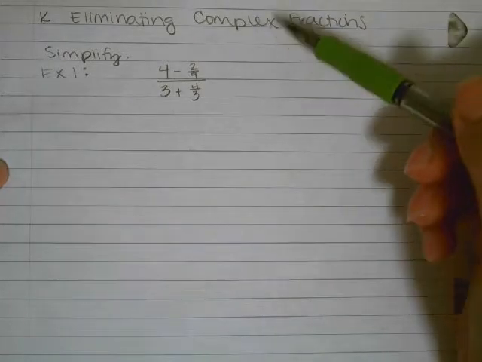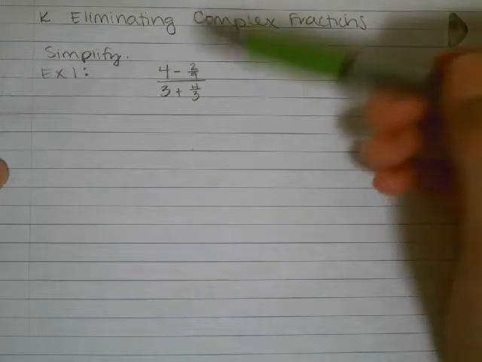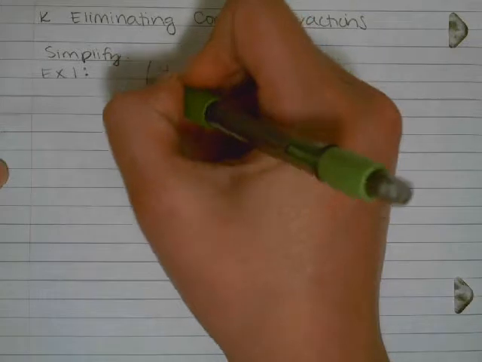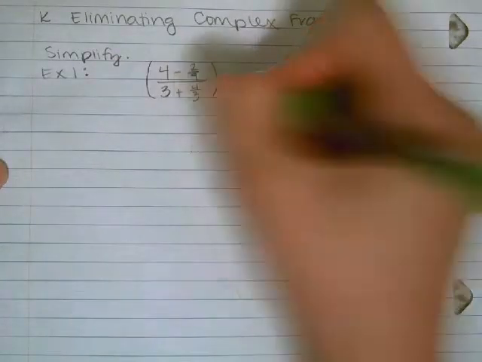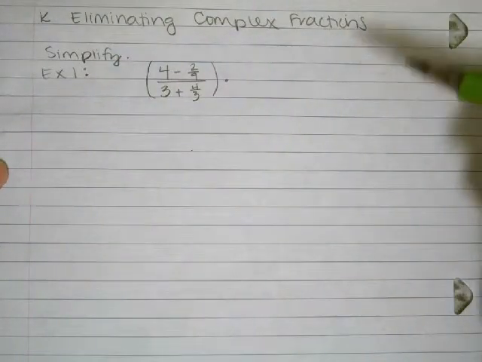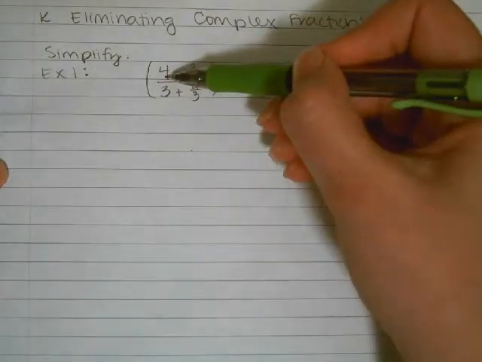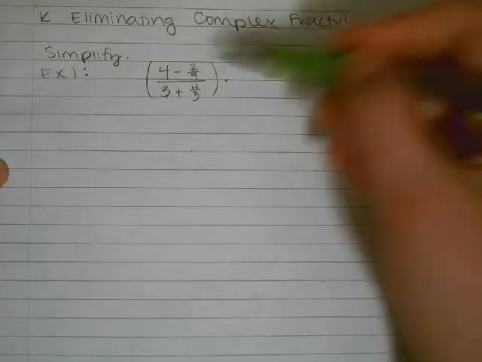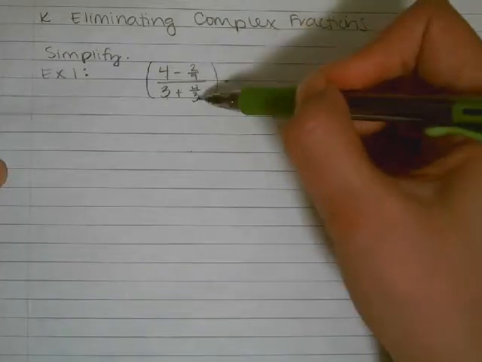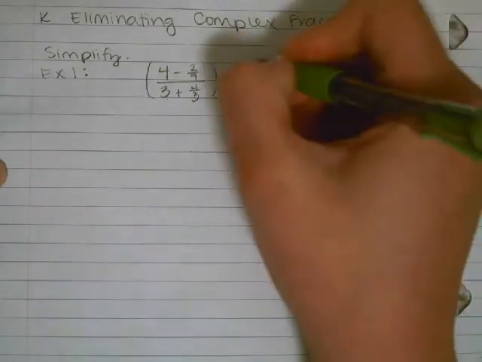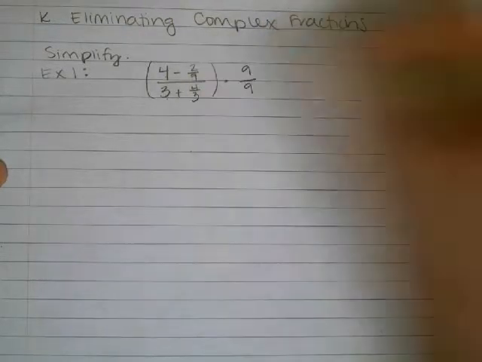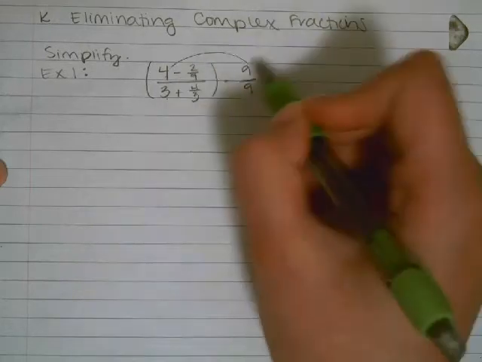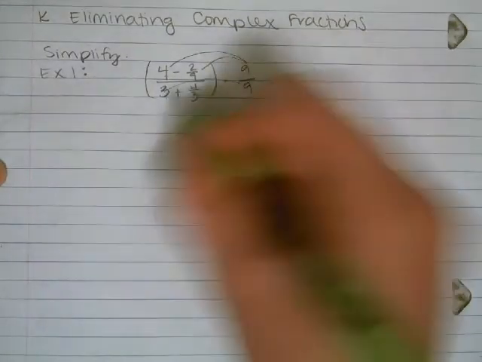To eliminate the complex fraction, so that means to get rid of these little fractions within the fraction, we're going to multiply on the top and the bottom by the common denominator. So here we have a denominator of 1, 4 over 1, 3 over 1, so that doesn't really contribute much. But here we have a denominator of 9 and a denominator of 3, so that common denominator is 9. And so we're going to multiply by the common denominator and then go through and distribute that.